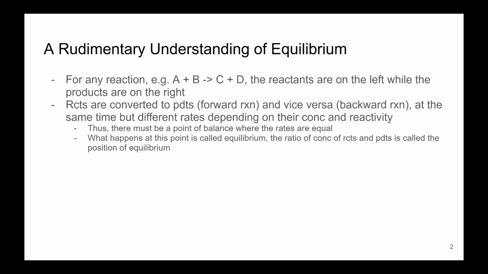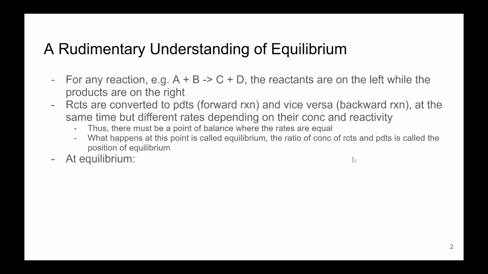And what happens at this point is called equilibrium, where the ratio of concentration of reactants and products is called the position of equilibrium. Different textbooks might have different definitions of position of equilibrium. That's basically how favorable the reaction is, where the balance point is. So that's called the position of equilibrium.